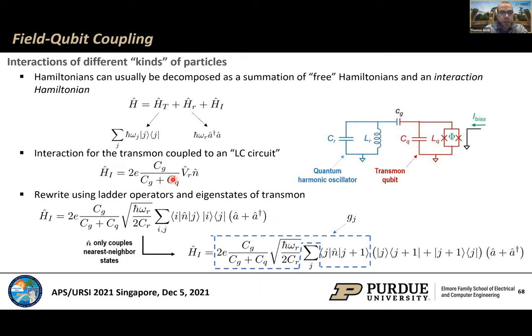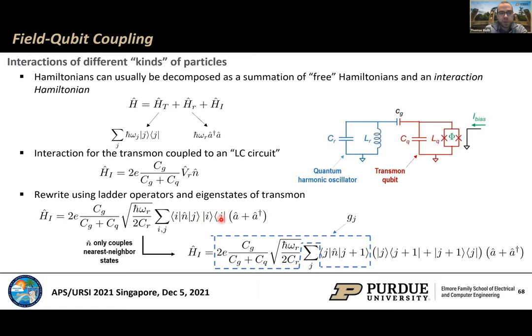So we can go ahead and write this interaction Hamiltonian in terms of those operators in which we diagonalized the free Hamiltonians. And that is going to look like this kind of mess here. We have this double summation due to all the different types of states that we might need to test this operator with, to see how the n-hat operator couples different states of the transmon.